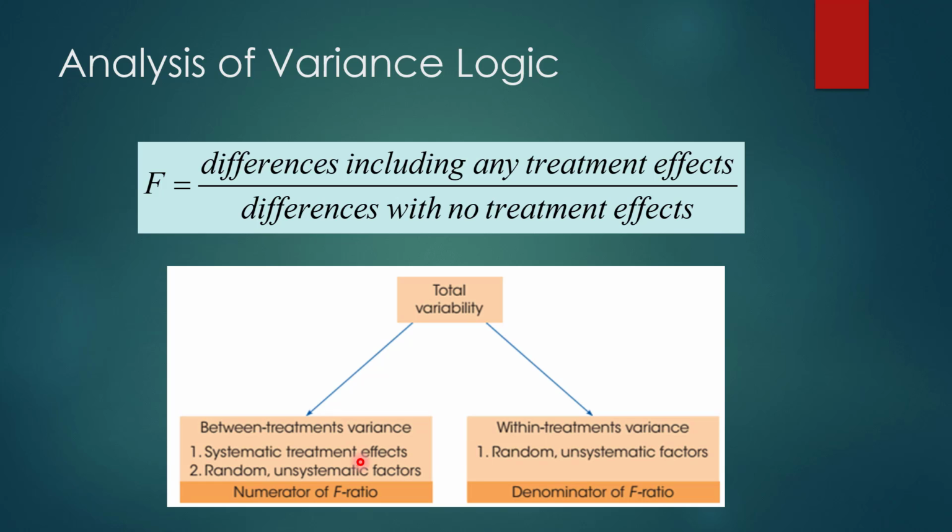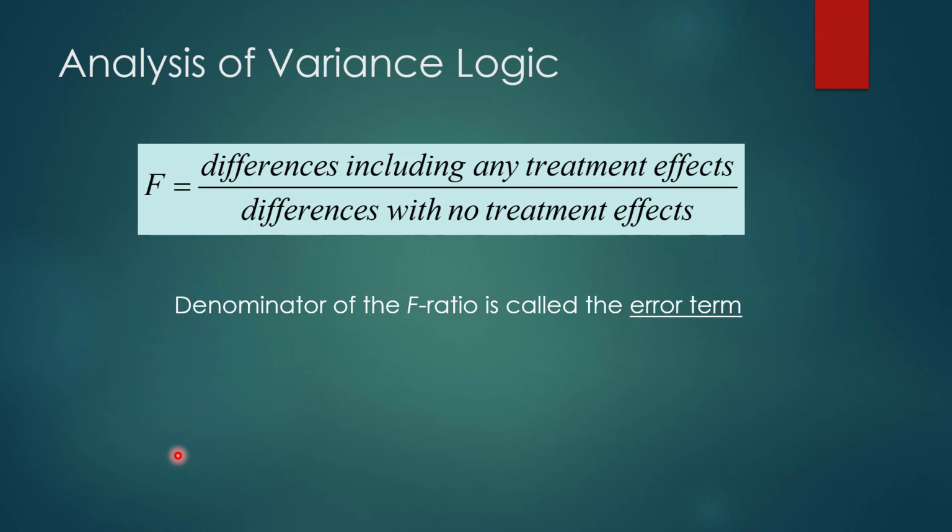If you compare these, they are the same except for the treatment effect. We are looking to see if the numerator compared to the denominator gives a value that's much bigger than 1. The bigger that value is, the more chance we have of having significant results. The denominator is just random error within the treatments, due to chance, individual differences, whatever. And then in the numerator we have the same variance, but we add systematic treatment effects. The denominator of the ratio is called the error term.